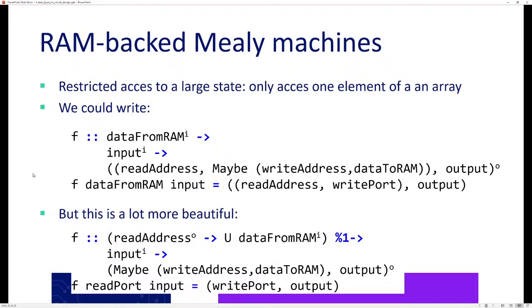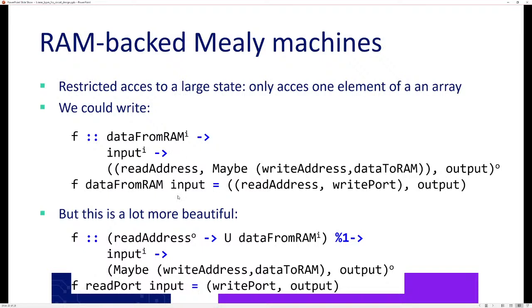So how would we do that? We have some F, and we get the data from the RAM and some input, but then it becomes weird. It feels weird that we have to provide the read address as the output, and then we get the RAM data back, and then we have this write address. That's fine, we're just sending data over, but there's some direct dependency between the read address and the data that we get from the RAM.